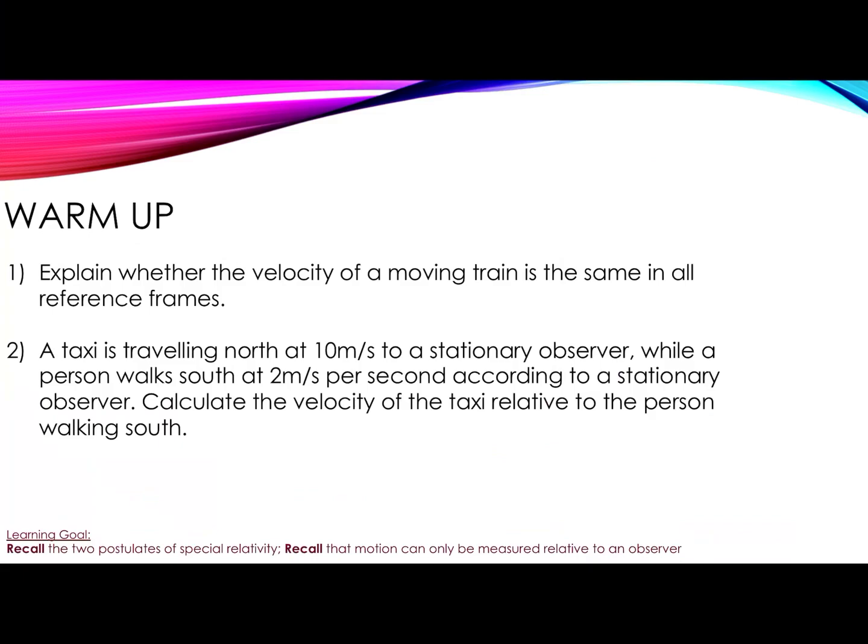For question 2, you should have received an answer of 12 meters per second. Okay, so if we have one person walking towards a car coming at them at 10 meters per second, we add those 2 together. We end up with 10 plus 2 meters per second, which is 12 meters per second.